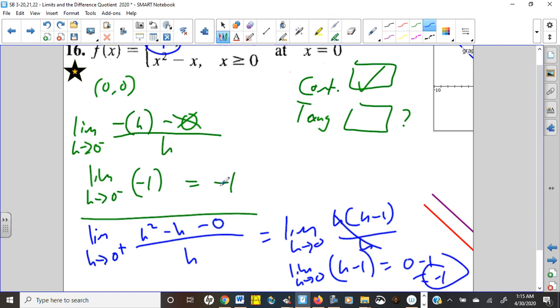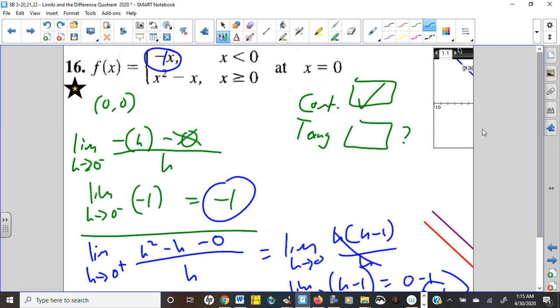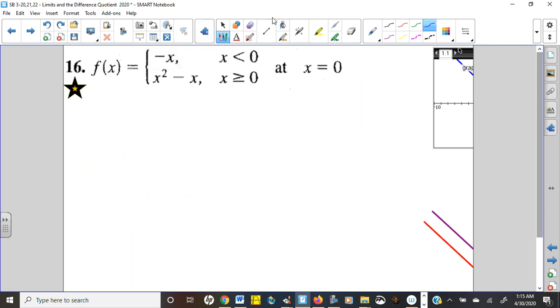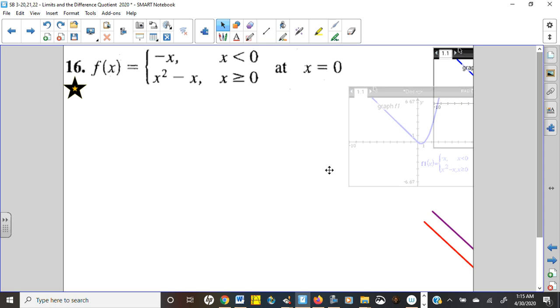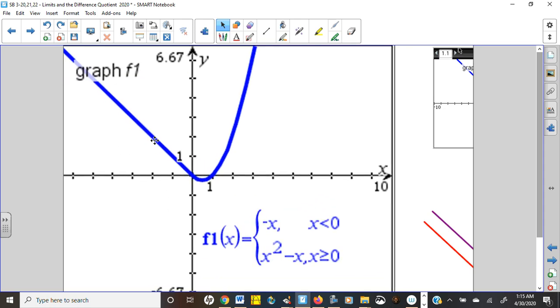Well, look at that, negative 1 and negative 1. See, in this case, those tangent slopes agree. So even though it's two totally different functions here, the tangent will exist at x equals 0. And here is a good way of looking at that. Here's the graph. So here's that line coming in from the left. Here's that parabola coming down from the right. This is the negative 1 slope of the line coming down from the left.